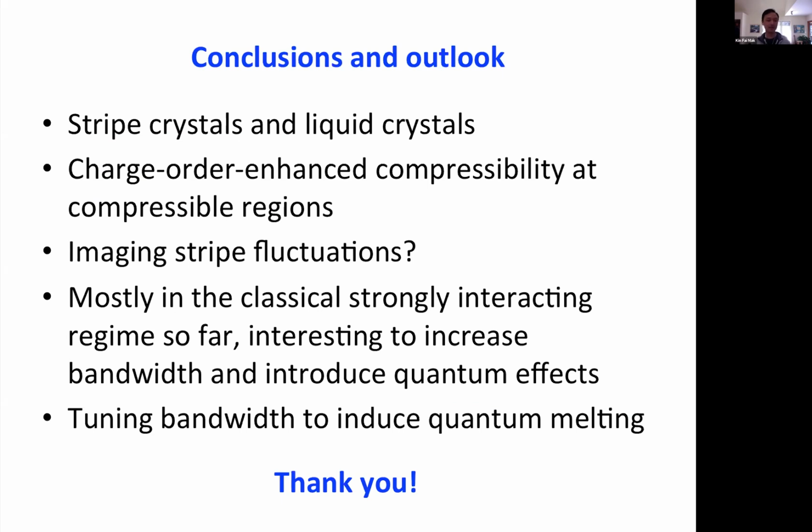There are some interesting open questions. Can we image stripe fluctuations like what we have done for the spin system? Can we include stronger tunneling between the sides to increase the bandwidth of the system and introduce some quantum effects? Can we continuously tune the bandwidth of the system to induce the quantum melting of the Wigner crystals at a specific filling factor? Those are the interesting questions that we would like to pursue in the future.